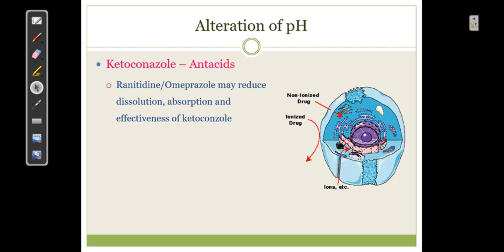The third question that someone will ask you is, by what mechanism does this antacid decrease the effectiveness of ketoconazole? Then your answer will be, it is through alteration of pH. See, one by one we are checking all details, right? Type is pharmacokinetic, mechanism is alteration of pH.